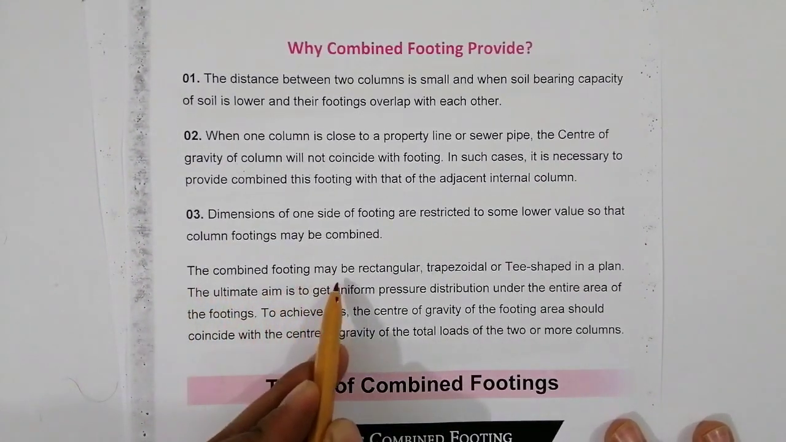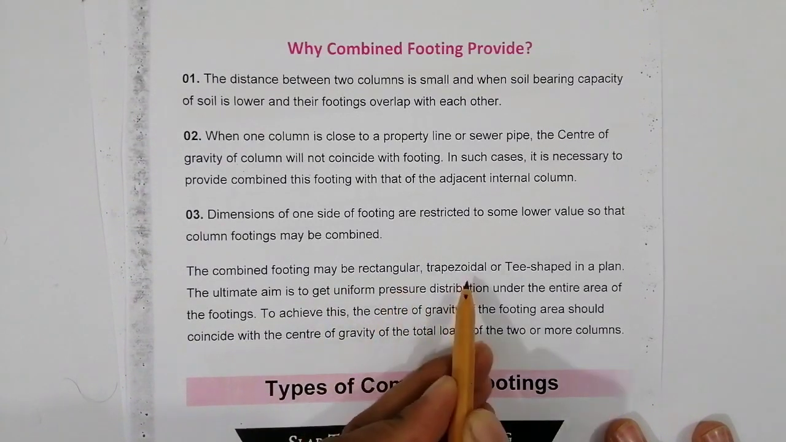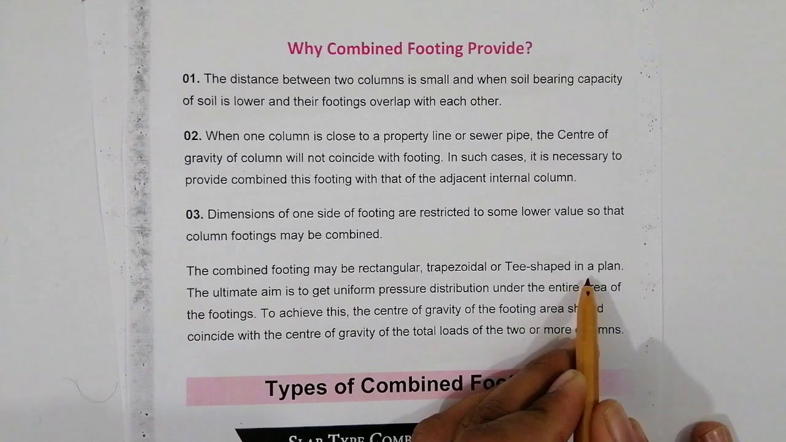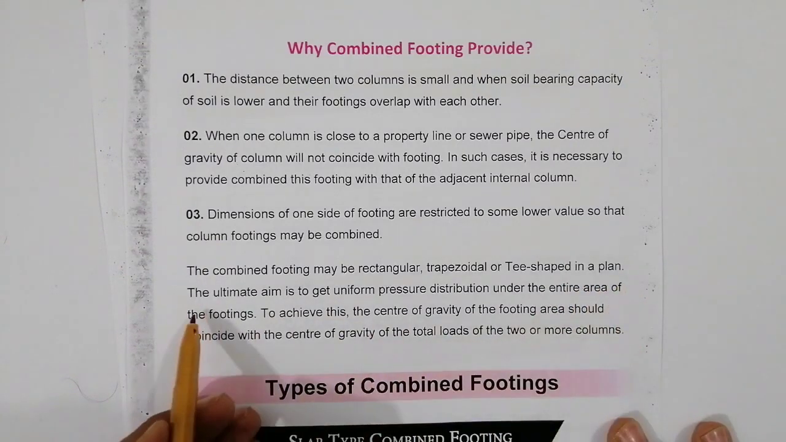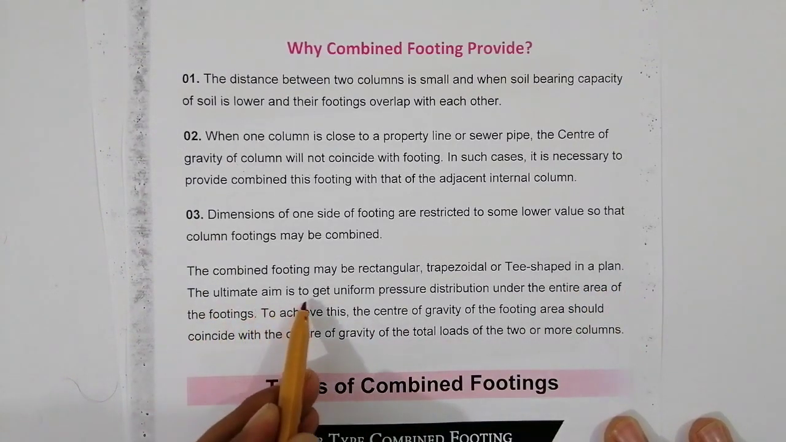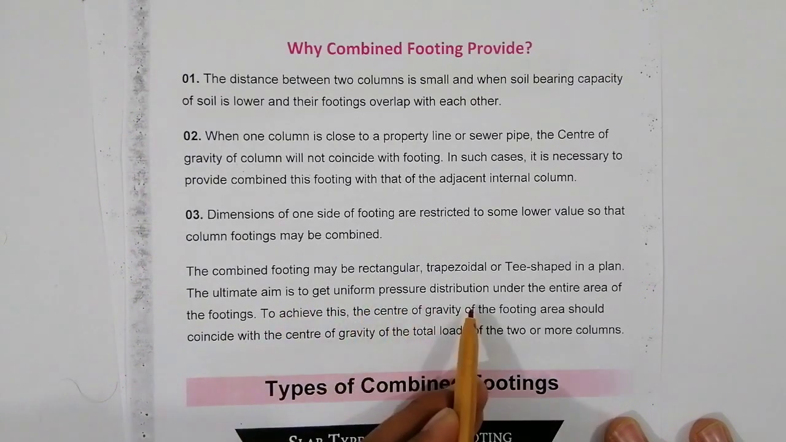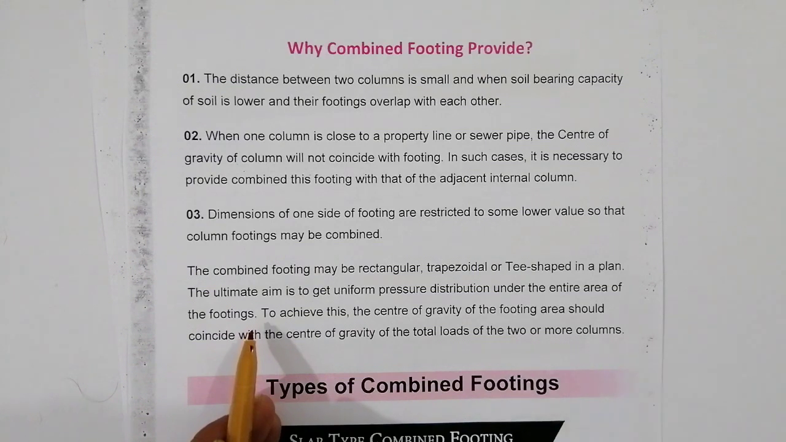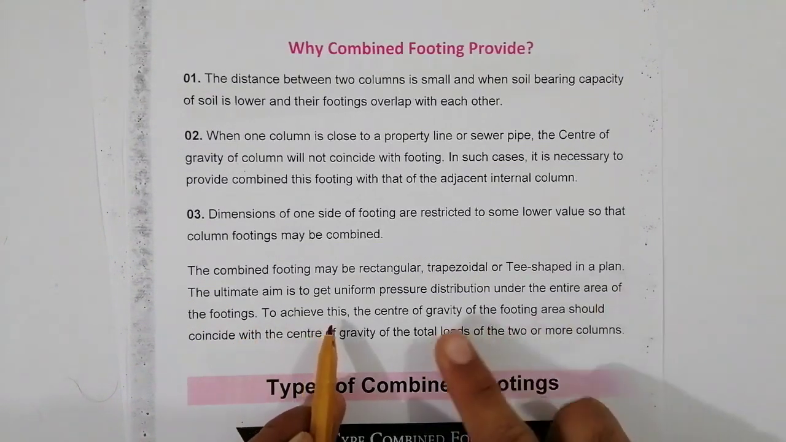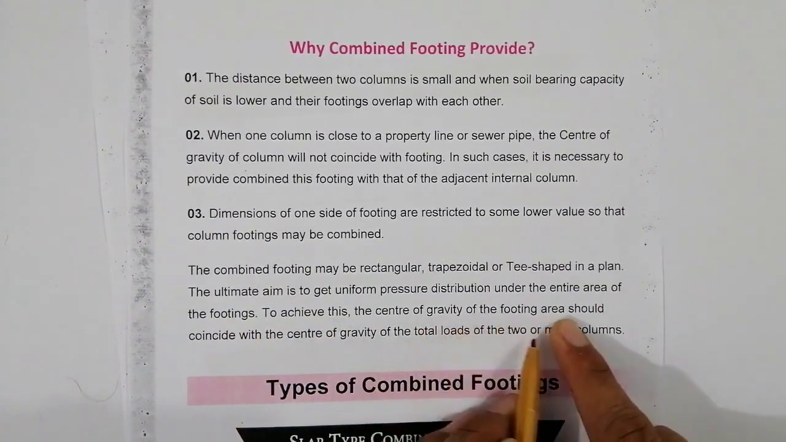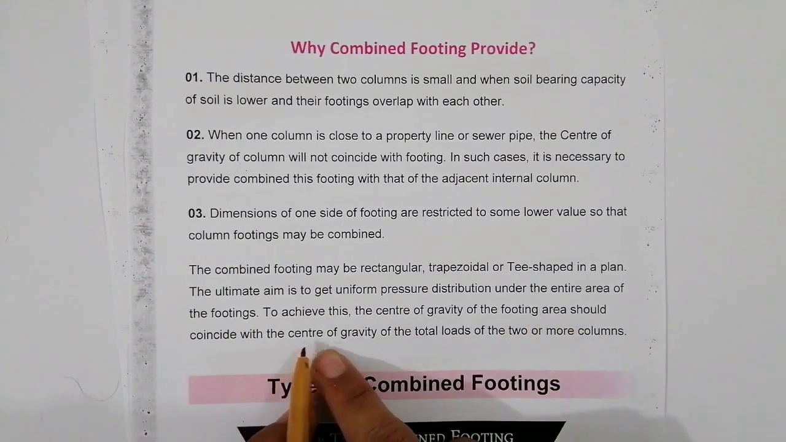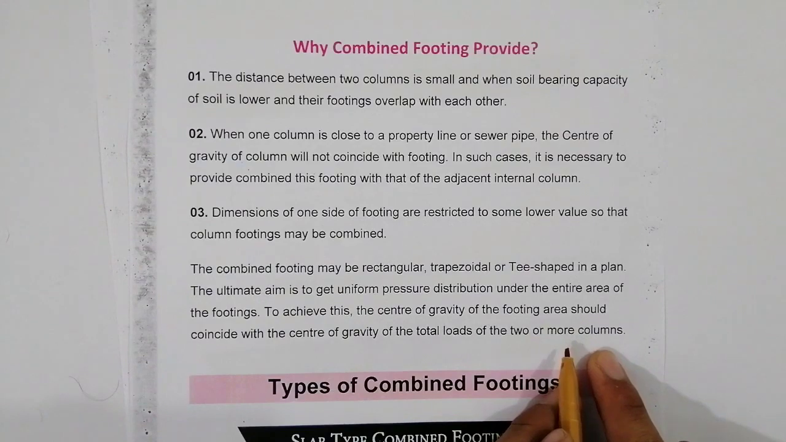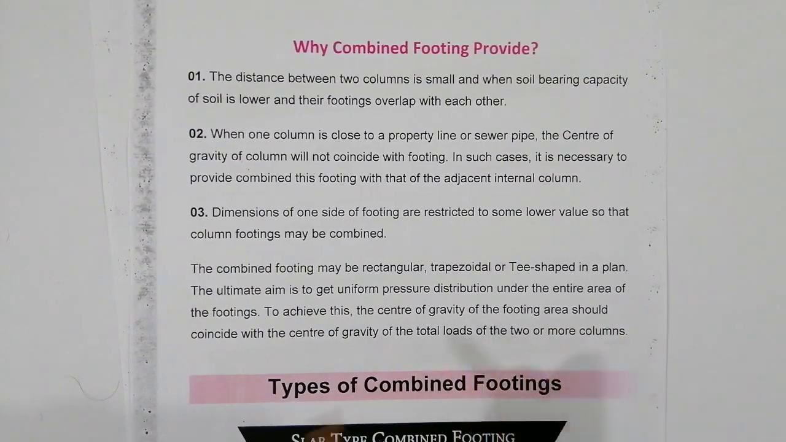Guys, the combined footing may be rectangular, trapezoidal, or T-shaped in plan. The ultimate aim is to get uniform pressure distribution under the entire area of the footing. This is also the other reason. To achieve this, the center of gravity of the footing area should coincide with the center of gravity of the total load of two or more columns. Right? This is the other point.